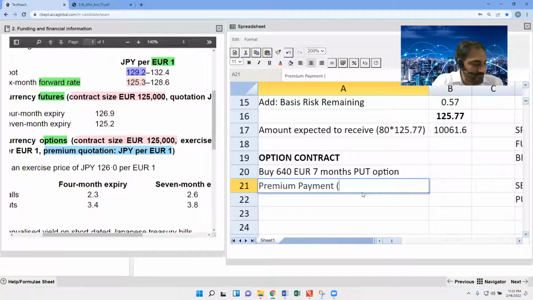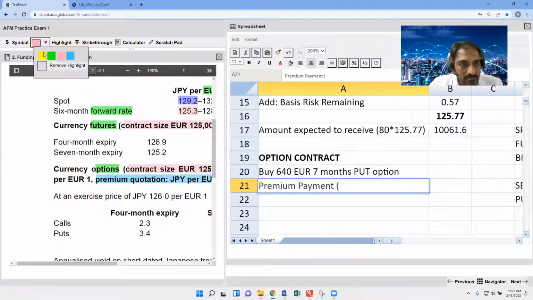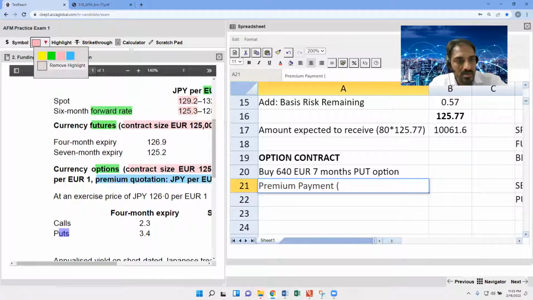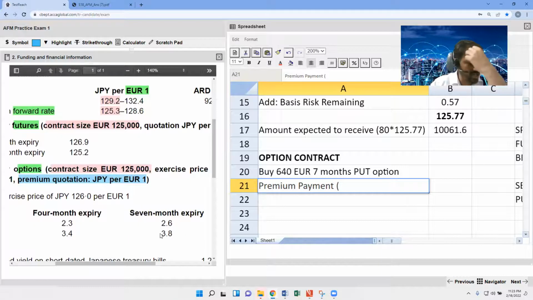What we will do here: the premium cost. Number one, that is the put option. Number two, 7 months, and that equals 3.8 Japanese yen for each euro.